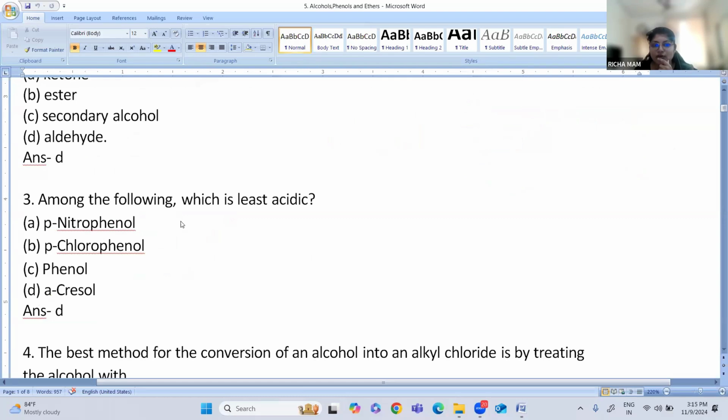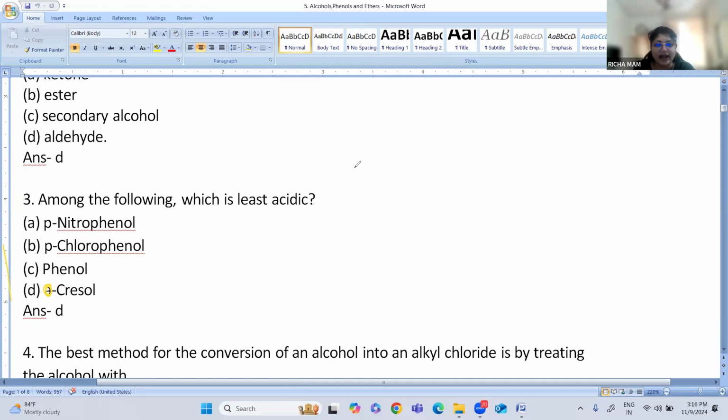Next question. Among the following, which is least acidic? The options are A, paranitrophenol, B, parachlorophenol, C, phenol, and D, orthocresol.